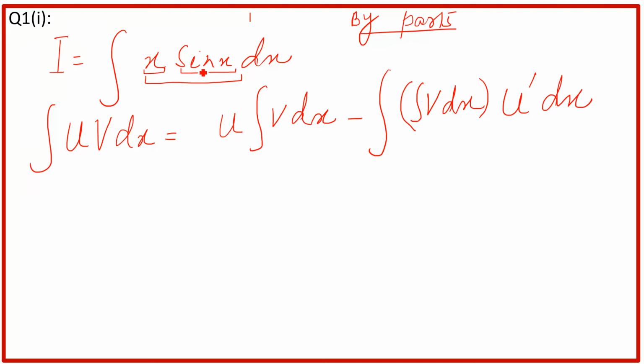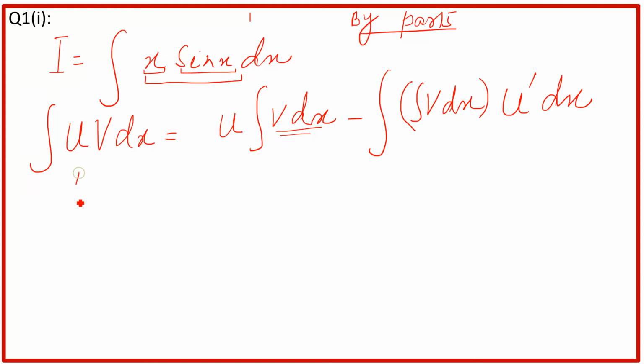Because this is the product, I told you, you have to decide whether u should be x or u should be sine of x, or v should be x or v should be sine of x. Then you have to decide very carefully how you expand this formula. First of all, you have to write down u, whatever is u. Suppose if x is u, we will write down x here. If we say sine x is u, then we have to write down sine of x here. So u, then the integral of the second one, and then another integral of the same v dx, and then u prime, which means we have to take the derivative of u.